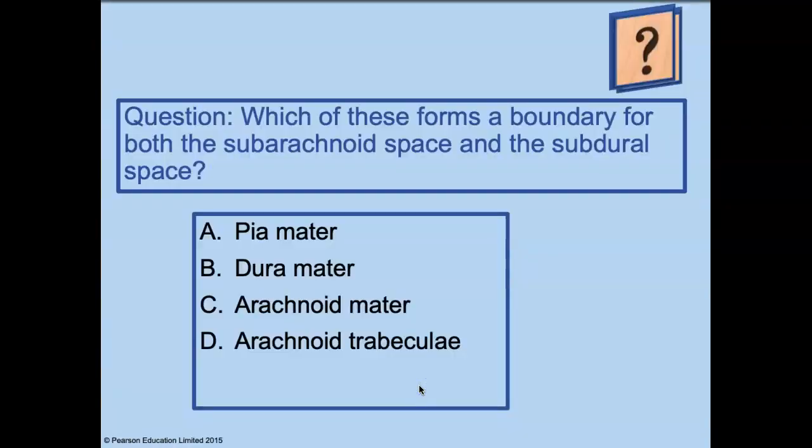Which of these forms a boundary for both the subarachnoid space and the subdural space? The arachnoid mater.